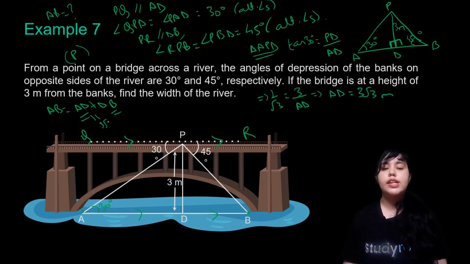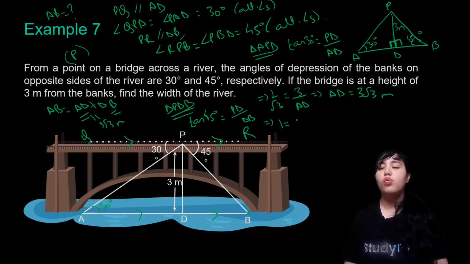So this is 3 root 3 meters. Then you need to find out DB, for which you consider which triangle? PDB. So triangle PDB. Here again we'll make use of tan 45 degree. You can also make use of cot, okay. What is the opposite side here? PD. What is the adjacent side here? DB. What is tan 45 equal to? That is equal to 1. So 1 is equal to PD, that is 3 upon DB. So on cross multiplication you get DB as 3 meters.